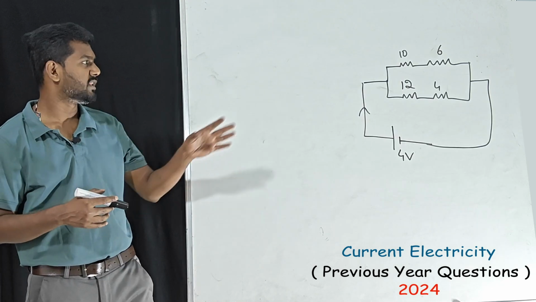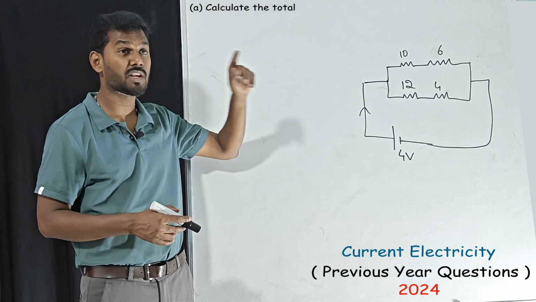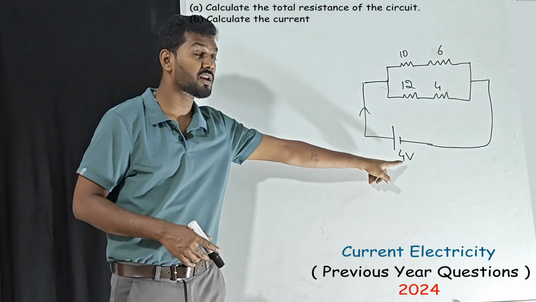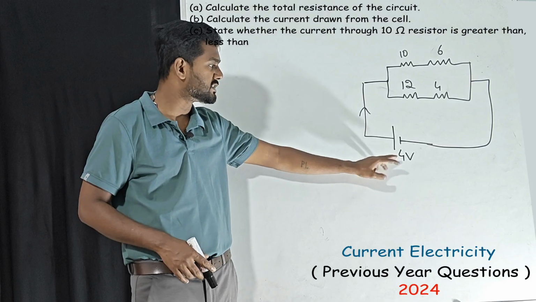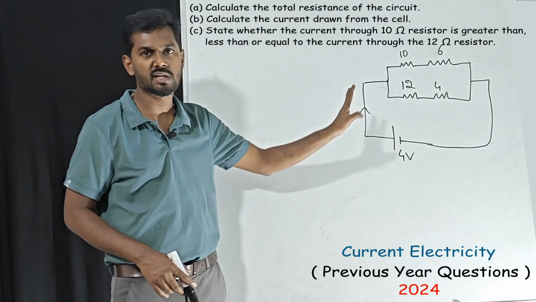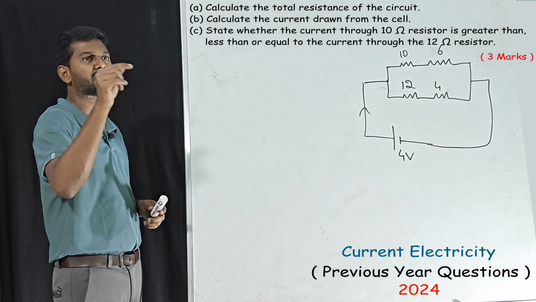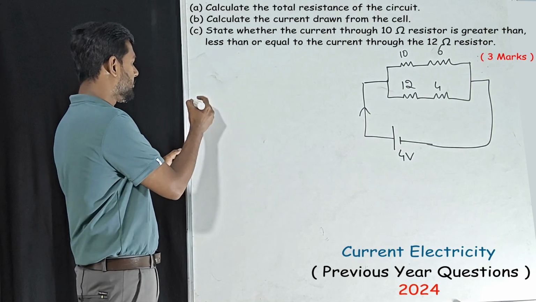Our next question, see, this is 2024, this was asked for 3 marks. Listen, see here internal resistance is not given, so this is one important thing you need to notice. Voltage, EMF is given and a few resistances are given. We'll go for the question. Calculate the total resistance of the circuit.